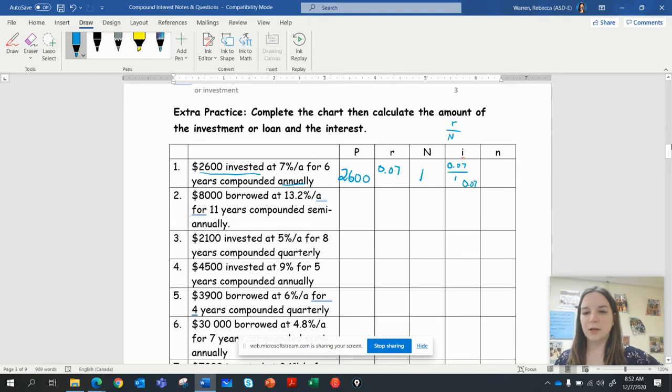And then this N here refers to taking our N and timesing it by the term. So in this case, our N is, of course, 1, because it's compounded annually, and the term is 6 years. So 1 times 6, which is 6. Then we're going to plug those numbers into our formula. So I'm just going to scroll down.